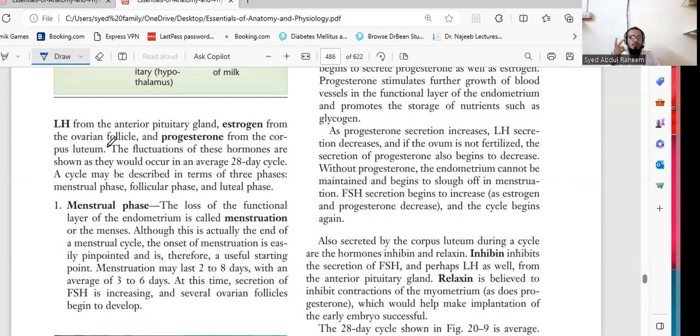FSH and LH are from the anterior pituitary gland, estrogen is from the ovarian follicle, and progesterone is from the corpus luteum. Okay, understood? The fluctuation of these hormones is shown as they would occur in an average 28-day cycle. The cycle may be described in terms of three phases. So we have three phases: menstrual phase, follicular phase, luteal phase.